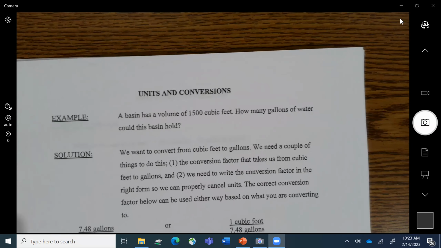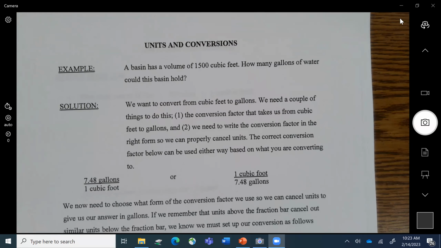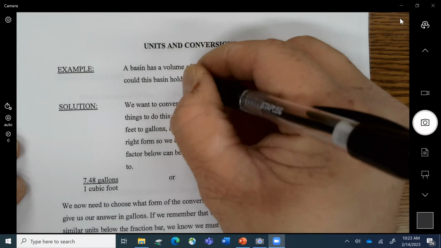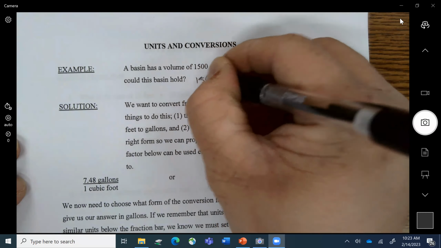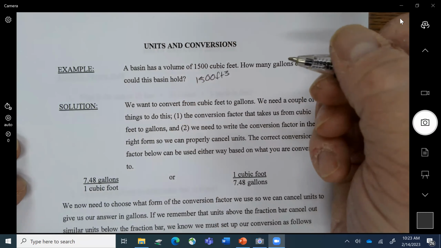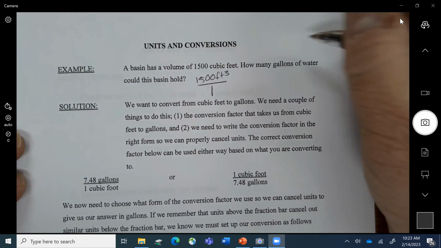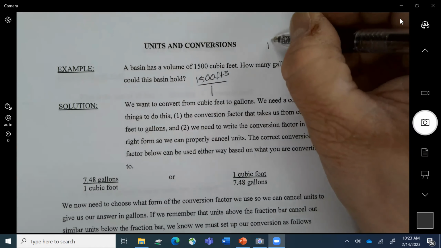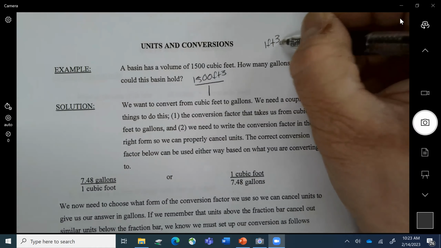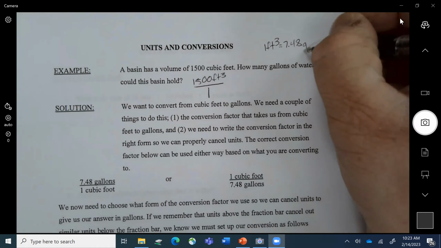Now, a basin has a volume of 1,500 cubic feet. How many gallons could this hold? All right. So I'm starting with 1,500 cubic feet. That is over 1. Well, I got to get it to gallons, so I know that 1 cubic foot equals 7.48 gallons, kind of like this.